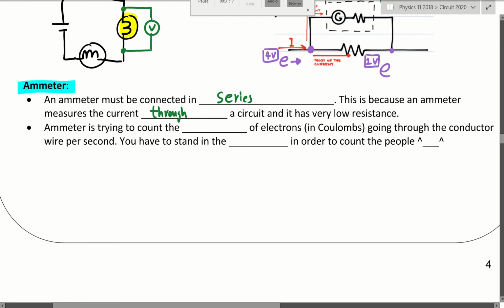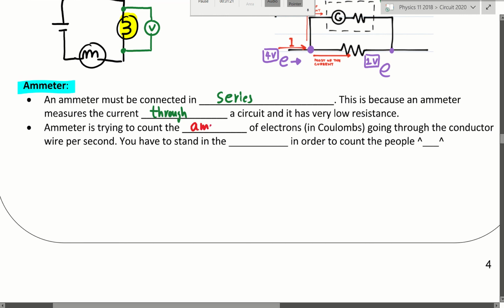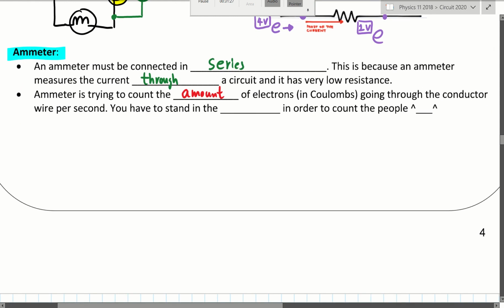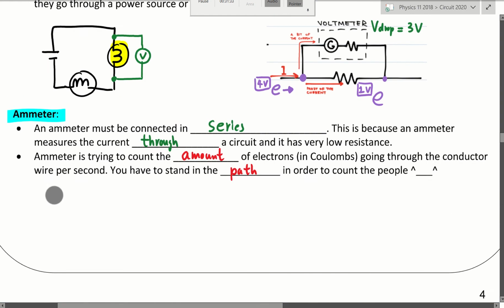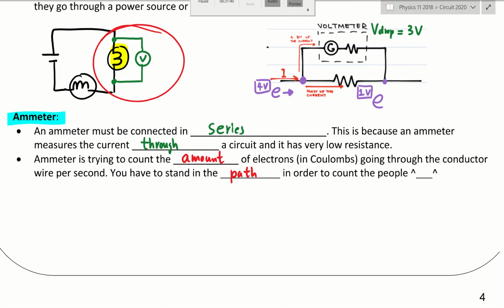Now, what is the ammeter trying to count? The ammeter is trying to count the amount of electrons, in coulombs, going through the conductor wire per second. So you have to stand in the path in order to count something, right? If you create a new path like the voltmeter, then some people will take the original path, some people will take this new path that you introduced, and then you're not measuring how many people go through accurately because you provided a separate pathway.